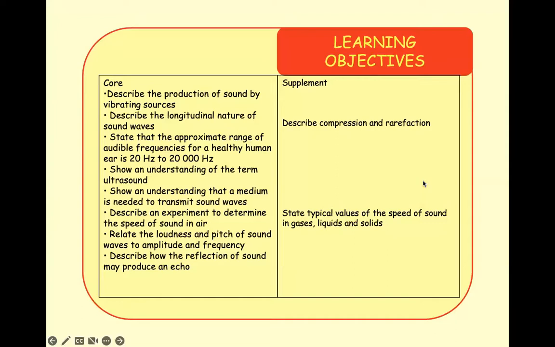So the objective for today is to describe the production of sound by vibrating sources and describe the longitudinal nature of sound wave, and state the approximate range of audible frequency for a healthy human ear, 20 hertz to 20,000 hertz, and show an understanding of the term ultrasound. And also, last but not least, we'll be looking through the loudness and the pitch of sound wave to amplitude and frequency. All right, and echo.